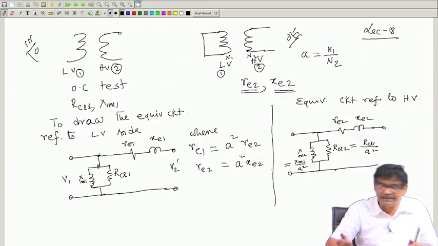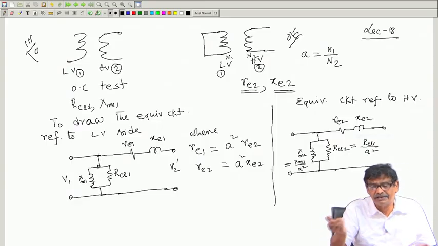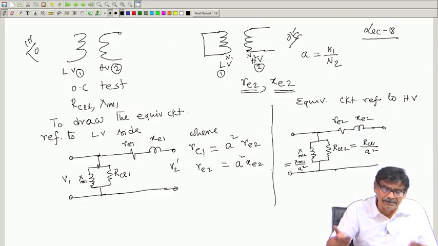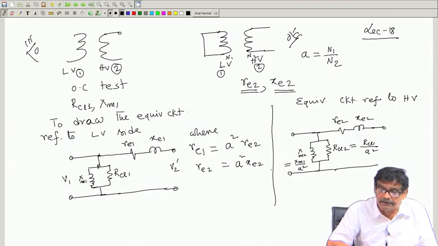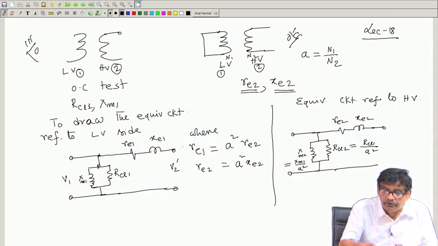Therefore, you can do the test either from LV side or HV side, then you can of course draw the equivalent circuit, refer to any side you like, but you should be careful about these 2 points.